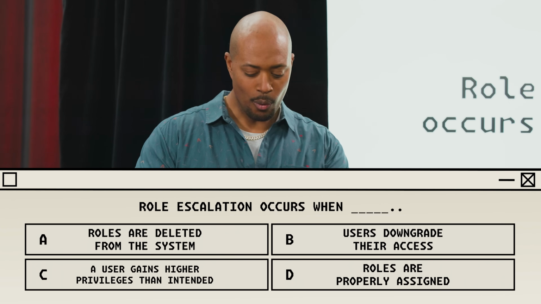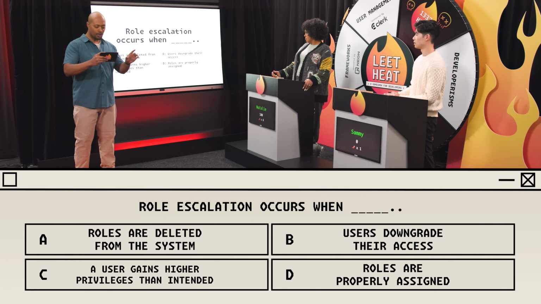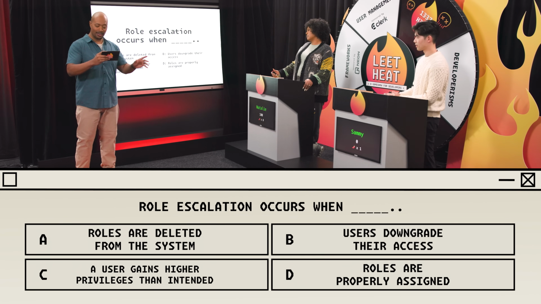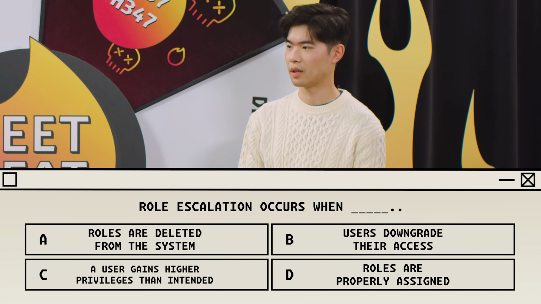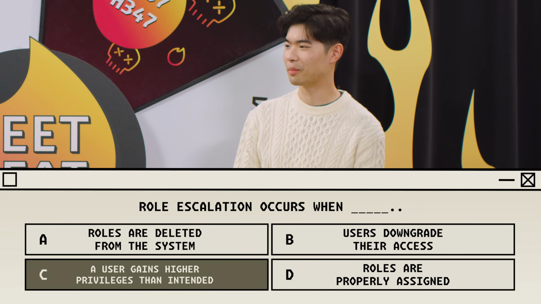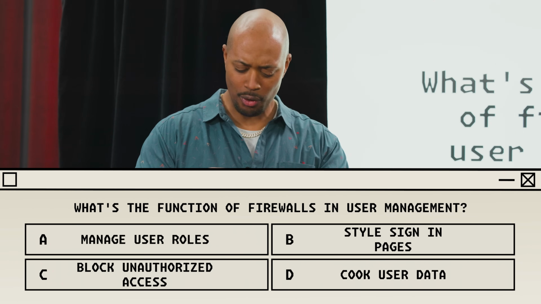Question number 1. Role escalation occurs when roles are deleted from the system, users downgrade their access, a user gains higher privileges than intended, or roles are properly assigned? Sammy. C, a user gains higher privileges than intended. You know what you're gonna gain? Higher points. Next question. What's the function of firewalls in user management?